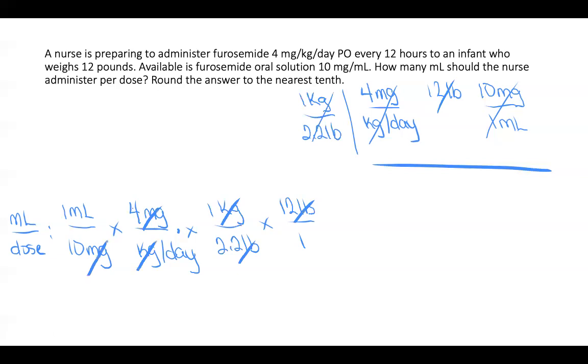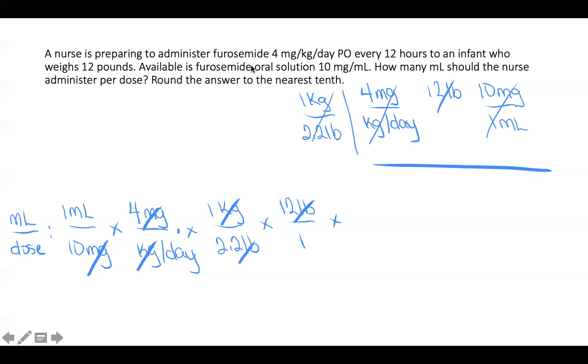Okay, if you skip this step and you solve this problem right now, you're going to get it wrong. Okay, why? Because I'm left with milliliters per day, and that does not match what I'm looking for. Okay, we can't forget to cancel out units of measure and see what we're left with. That'll help prevent us from making mistakes. This problem is not asking us to solve milliliters per day, it's asking us to solve for milliliters per dose. So we need to add one more conversion to the problem.